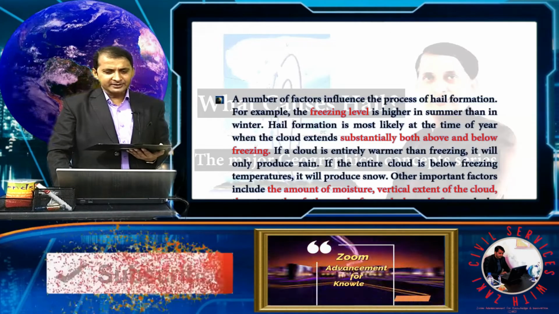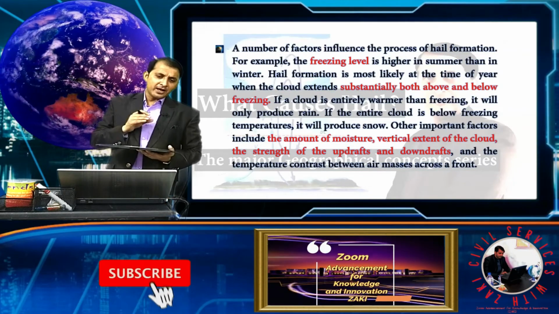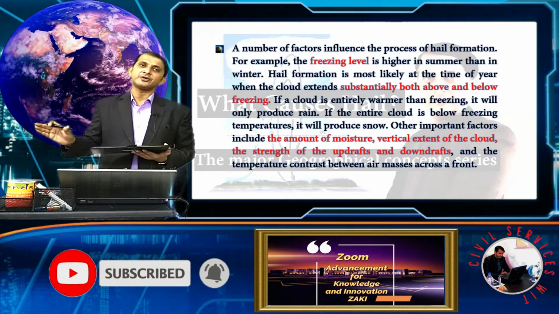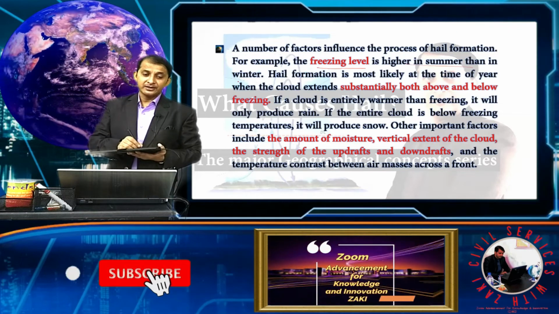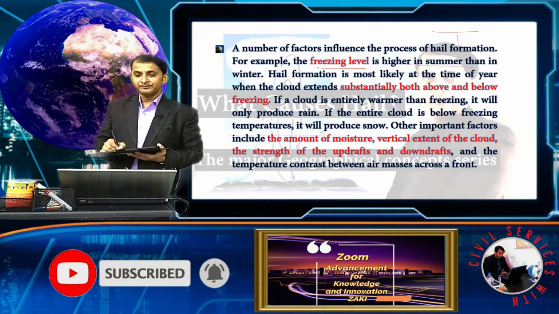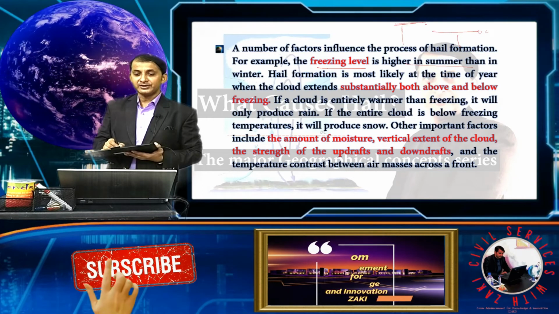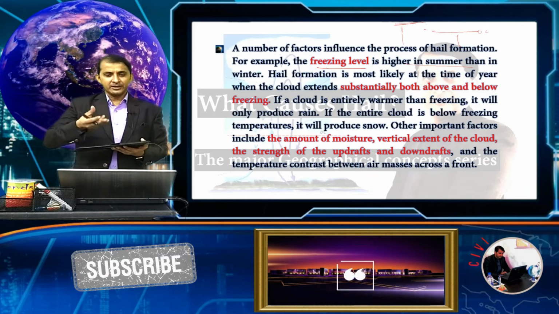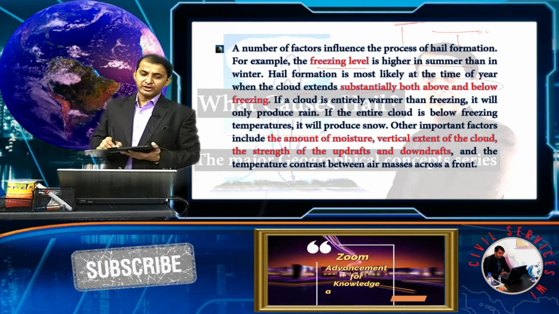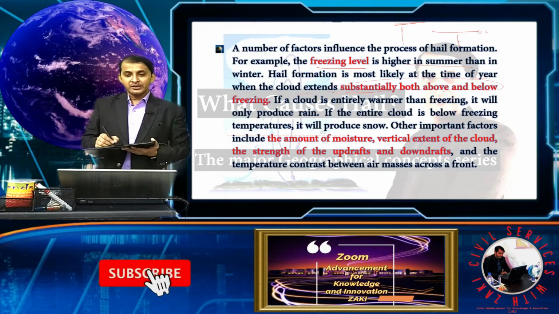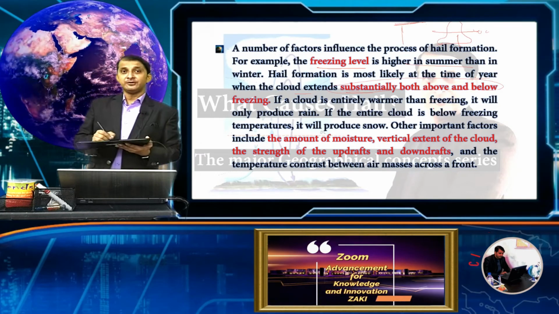Another thing is what factors influence the process of the formation of hail. For example, the freezing level is higher in the summer and lower in the winter. If you find the freezing layer here in winter, in summer you find it here. So it can change between summer and winter. Hail formation is most likely at the time of year when the cloud extends both above and below the freezing point. So you need such a cloud that forms above and below the freezing point.